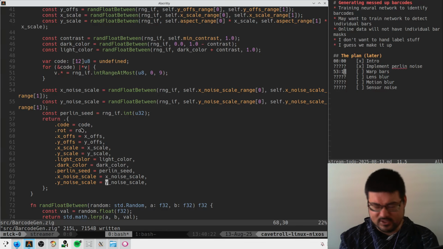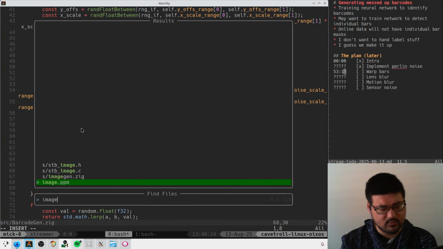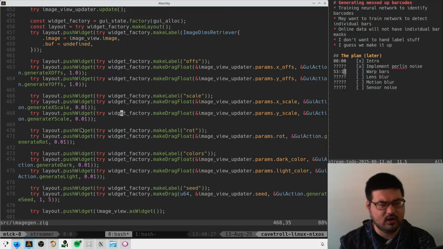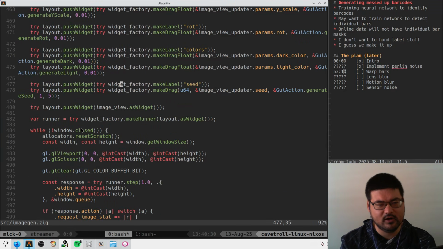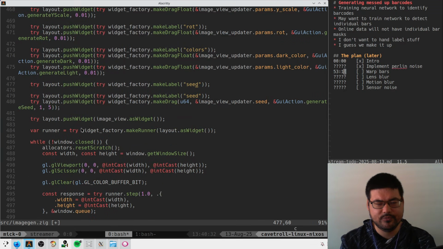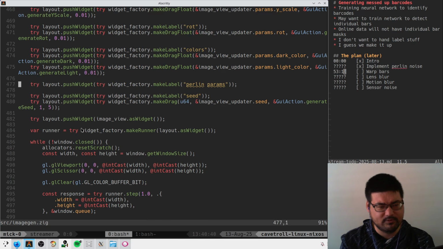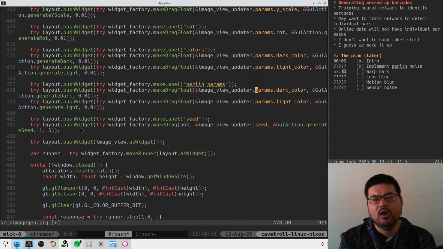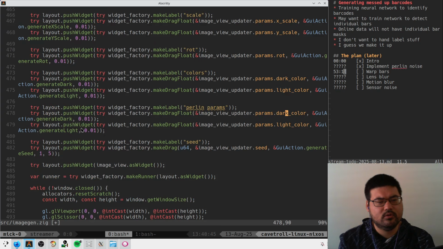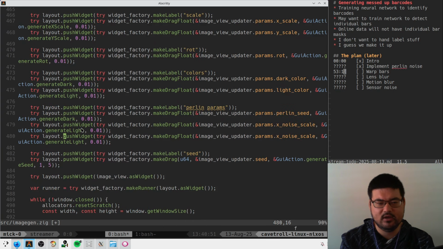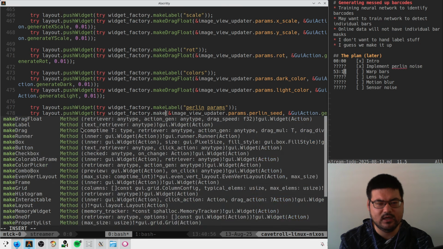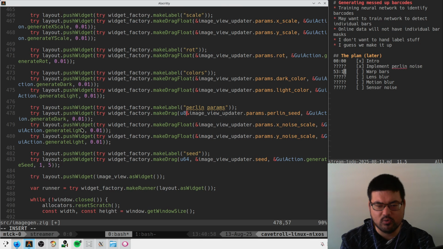And then it would be nice to put these into the GUI as well, so that we can edit them on the fly, which we should be able to do. We need a better way to visualize Perlin params in the GUI. Well, sorry, later, but for now we can just do this. So we're going to have Perlin seed. We have noise X scale and Y. Seed is going to be a U64 dragger.